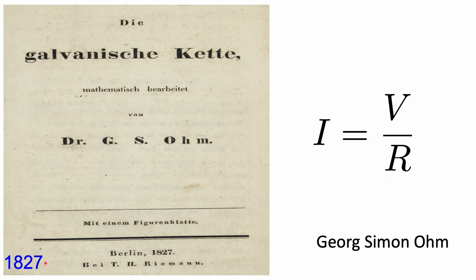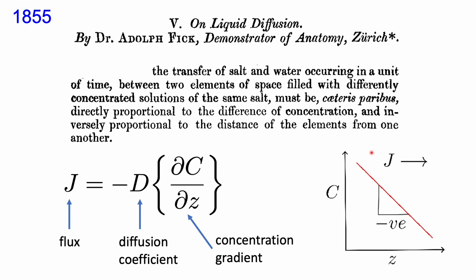And that was shortly after Fourier in 1827. So once again, we have a linear relationship between a flux, which in this case is an electrical current, and whatever is driving the current, the force if you like, and that is the voltage here, related by a proportionality constant, which is 1 upon the electrical resistance. So 1822 and 1827.